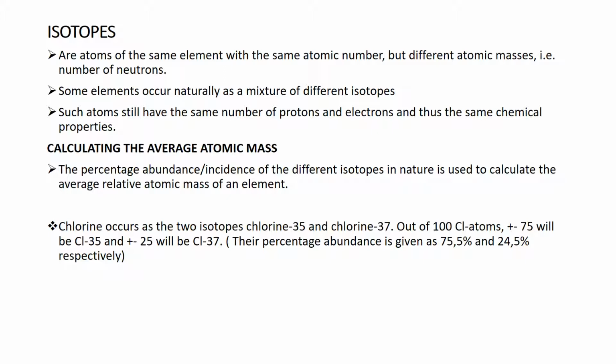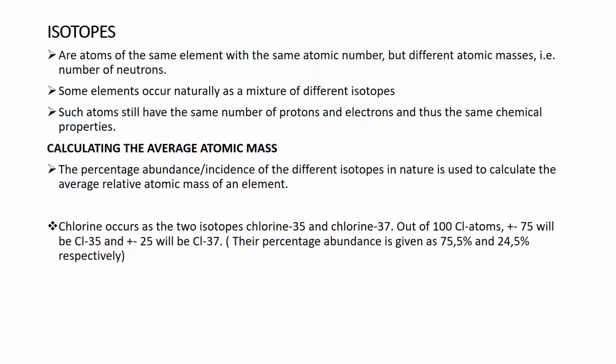Some elements occur naturally as a mixture of different isotopes. Such elements still have the same number of protons and electrons and thus the same chemical properties, but they have a different number of neutrons. Remember I said that the atomic mass number is neutrons plus protons.